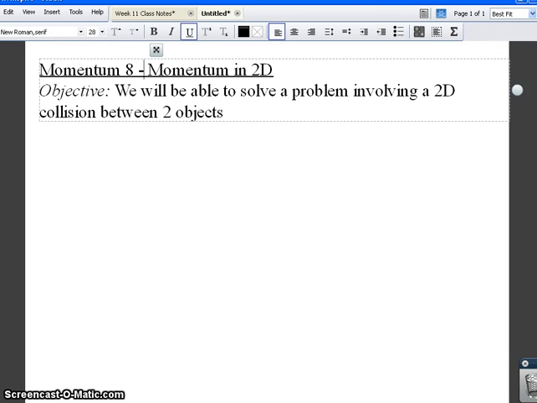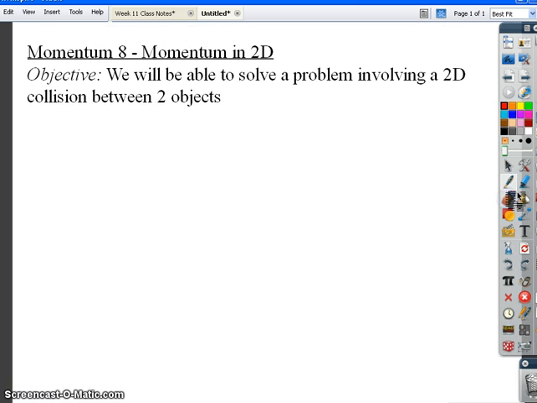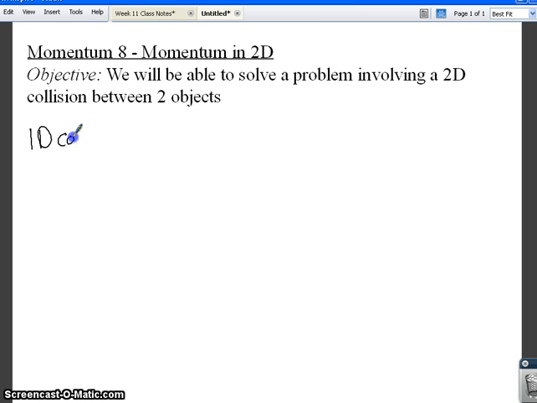Good morning, class, and welcome to this lesson on momentum in two dimensions. We will be able to solve a problem involving a 2D collision between two objects. Just to let you know, there is nothing new in this video. So far, we have dealt with one-dimensional collisions.